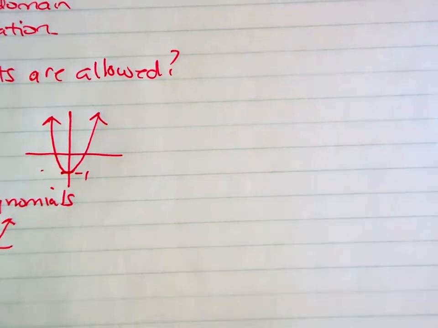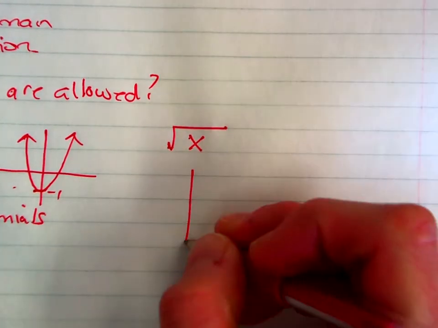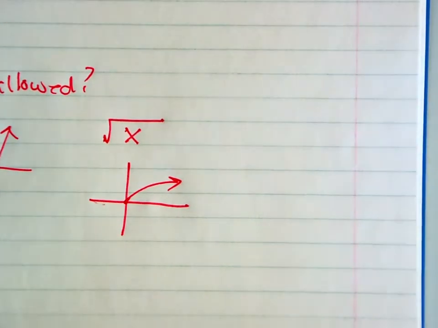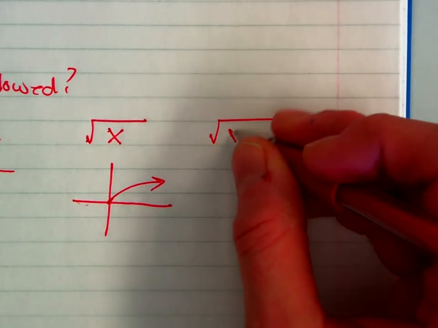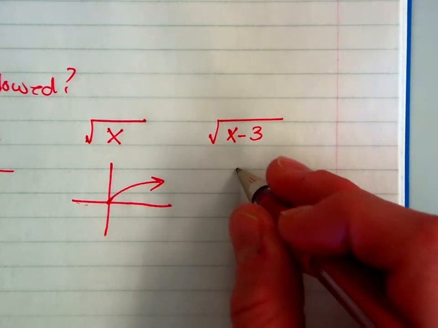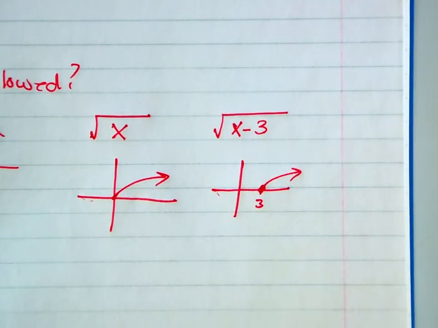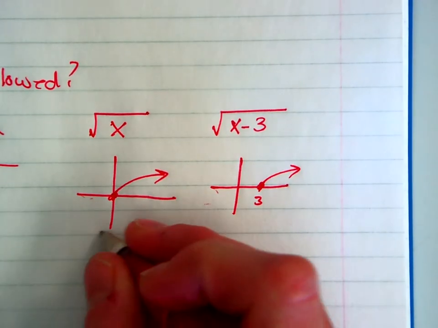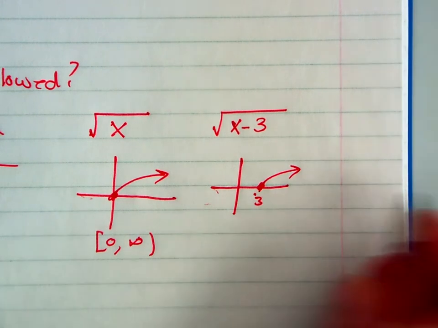The second type would be a radical, and we studied radicals. We looked at what they looked like when we graphed them. This was the square root of x. We also did things like the square root of x minus 3. So that would be to the right 3. So the domain of this one, for example, would be 0 to infinity. And the domain of this, for example, would be 3 to infinity.